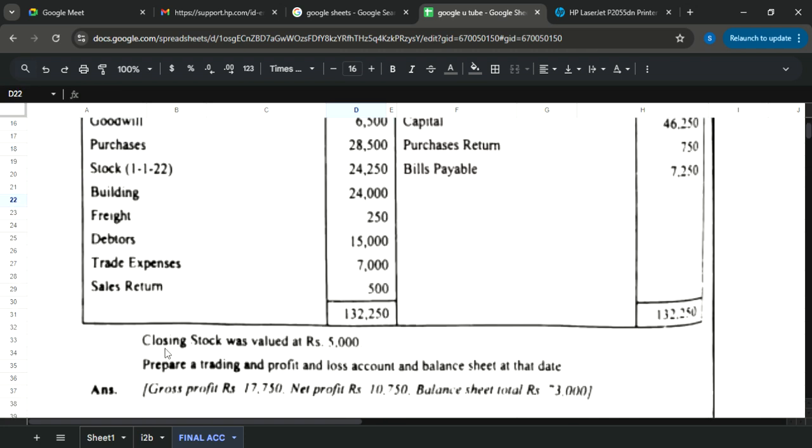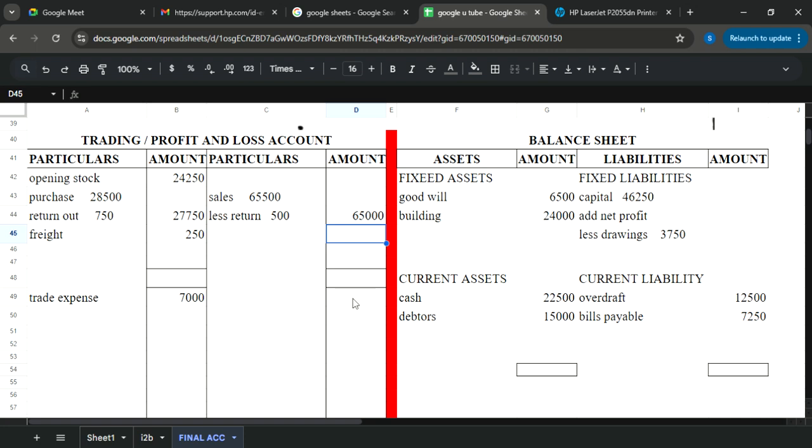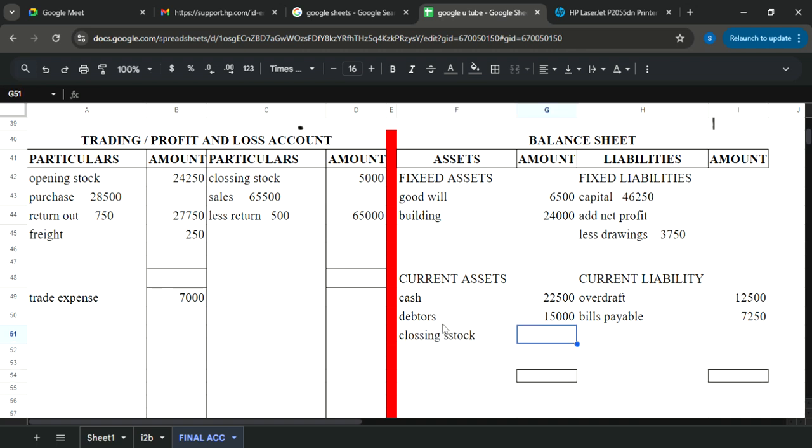One more thing, you can see closing stock is available after the question, so it would come two times. Closing stock, first place we have left its place. Closing stock, how much? 5,000. Put 5,000 over here. In a similar way, you will go to the current asset side, and here you are going to write closing stock as well. How much is it? 5,000.